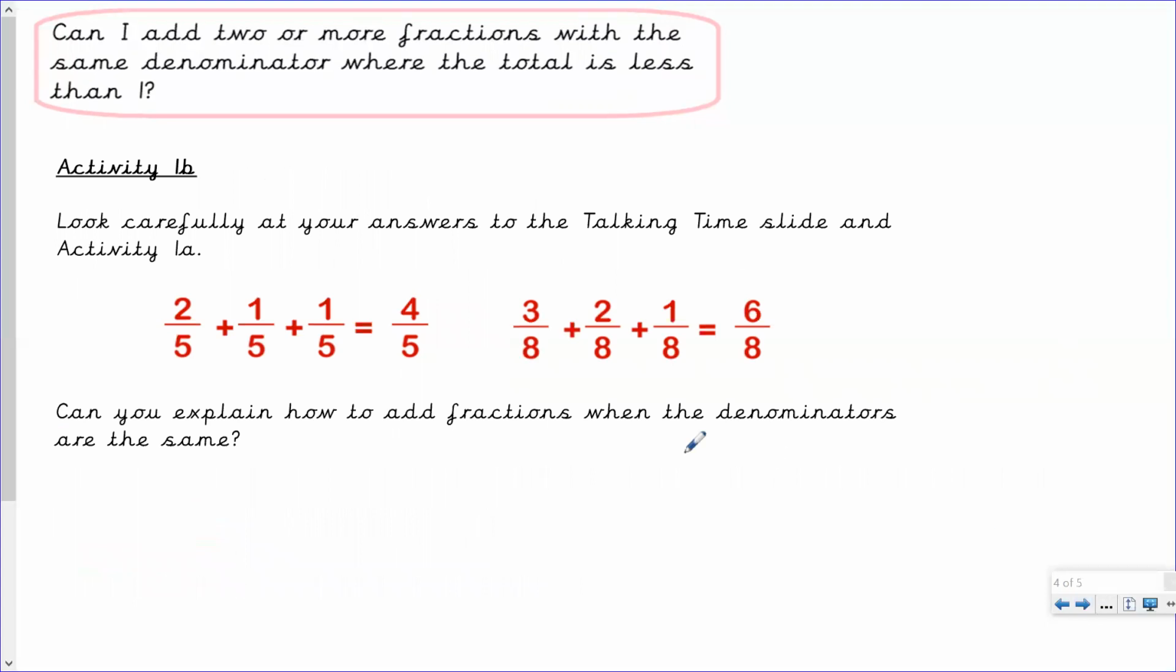Okay. Now this is what your addition number sentence should have looked like for activity 1. This is our number sentence from the talking time slide. Look carefully at your answers. Can you explain how to add fractions when the denominators are the same? Well, when the denominators of fractions are the same, we only add the numerator. The denominator stays the same.